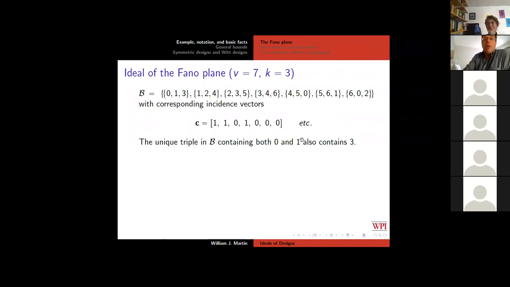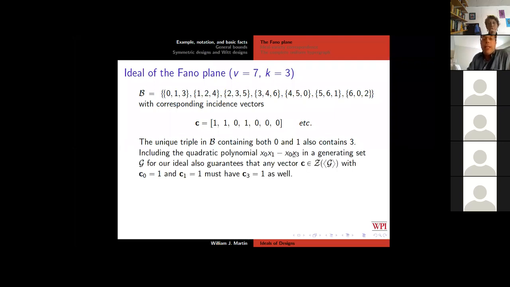So notice that the unique triple that contains both 0 and 1 also contains 3. So I can take the polynomial x0 times x1 minus x0 times x3, and suppose I have a 0, 1 vector which is a zero of this polynomial. If that 0, 1 vector has both the 0 and first positions equal to 1, then it must have the third position equal to 1. And so for any 2 points, I can build this little quadratic polynomial that instructs me to make x3 equal to 1 whenever x0 and x1 are equal to 1.